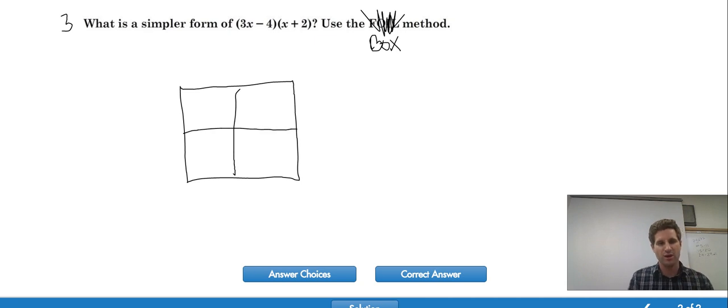I'm going to do the 3x. Now that 4 is negative, so make sure it's negative. The lights went out on me. It's okay. I'm okay. I'm not scared. I'm a little scared. All right.